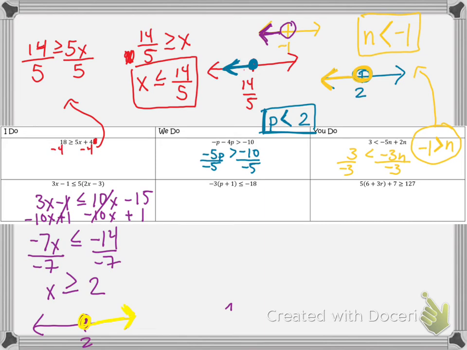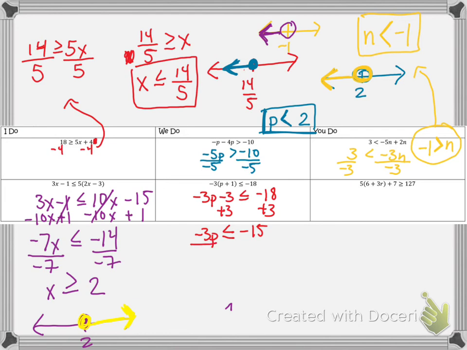The next redo, let's do this redo together. Again, very similar to the first redo, but we just have to distribute. Let's go ahead and do negative 3p minus 3 is less than or equal to negative 18. And then let's add 3 to both sides, plus 3, plus 3. Negative 3p less than or equal to negative 15.